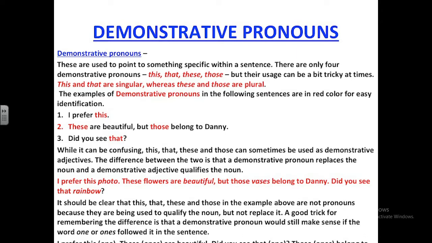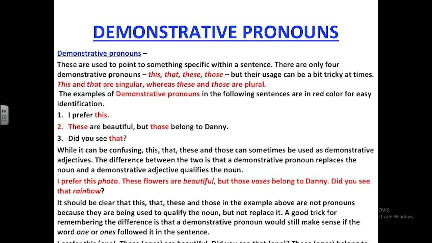While it can be confusing, this, that, these, and those can sometimes be used as demonstrative adjectives. The difference between demonstrative pronouns and adjectives is that the pronouns replace the noun. Okay? A demonstrative pronoun replaces the noun, whereas a demonstrative adjective qualifies the noun.